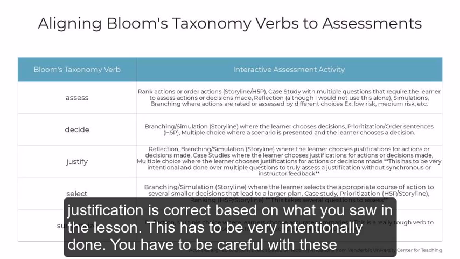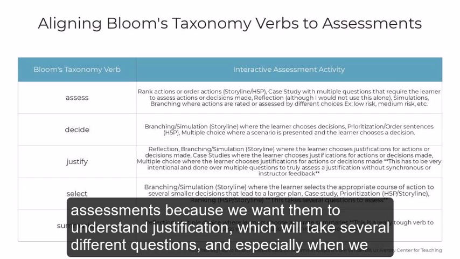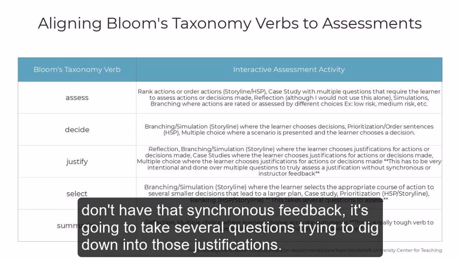This has to be very intentionally done. You have to be careful with these assessments because we want them to understand justification, which will take several different questions, and especially when we don't have that synchronous feedback, it's going to take several questions trying to dig down into those justifications.